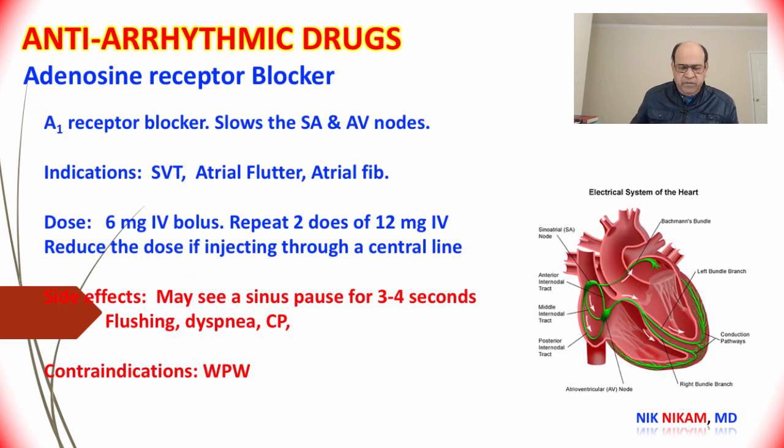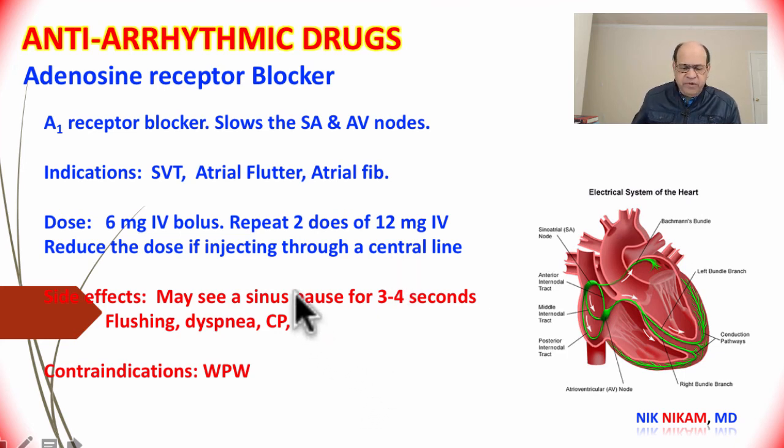One more drug that we very commonly use, which does not belong to the classic four classes of antiarrhythmics, is adenosine, an adenosine receptor agonist, which is used predominantly for control of supraventricular tachycardia, atrial flutter, or fibrillation. Adenosine is given as an initial dose of 6 milligrams bolus. That can be followed by 12 milligrams of bolus on 2 occasions, and if we are injecting this drug through a central line, the dosage should be reduced by at least 50% or so.